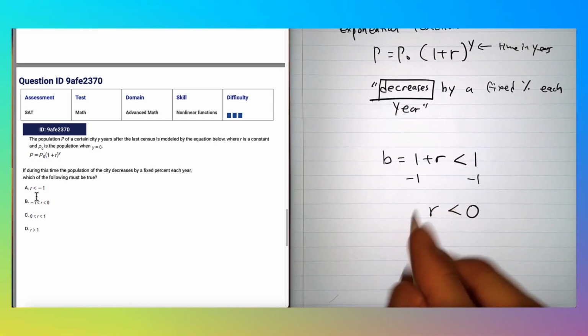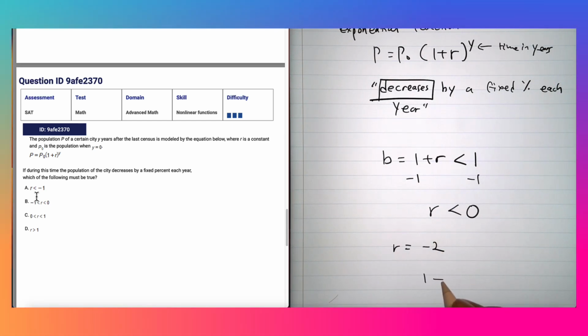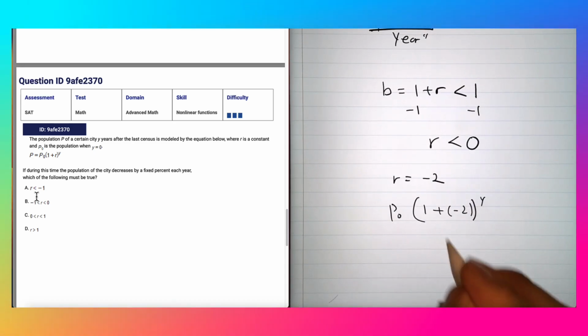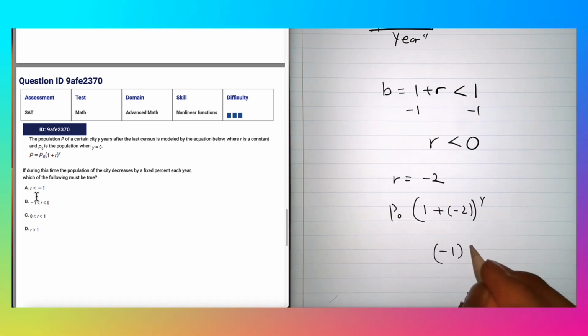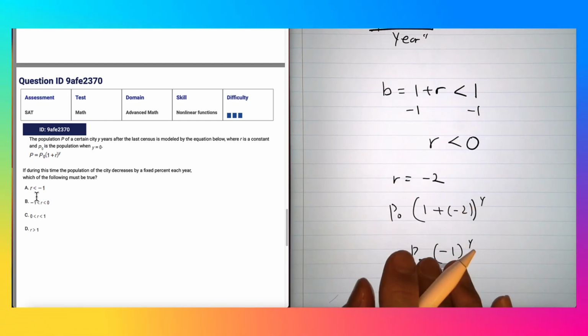Well, let's just choose some random R. Let's say we just choose -2. R equals -2. So 1 plus -2 to the power of Y, P naught. Now, very strange things happen when you do this. So when you have -1 inside, when you happen to have odd power here, you get a negative population.